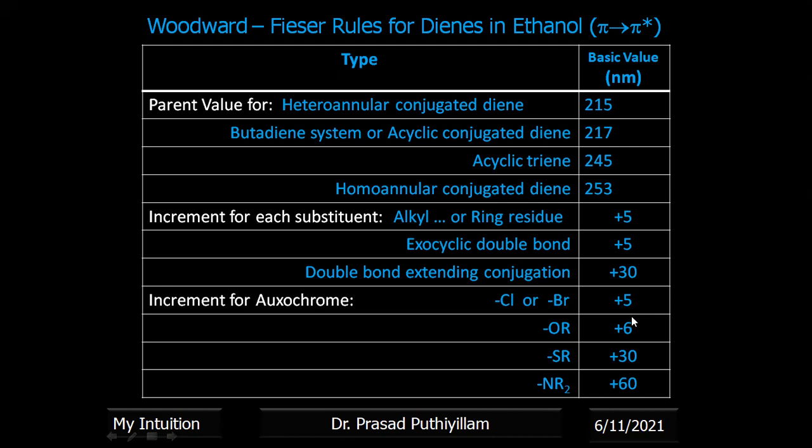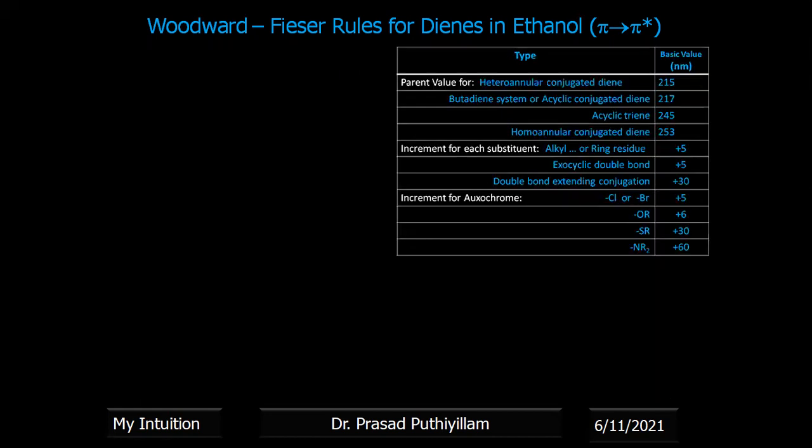You have to do many examples by practice, then it will become clear to you. Any other functional group, you don't need to add any value for that. So this much only we'll consider right now. This much only is what the Woodward-Fieser rule says. So that value I kept aside for comparison.